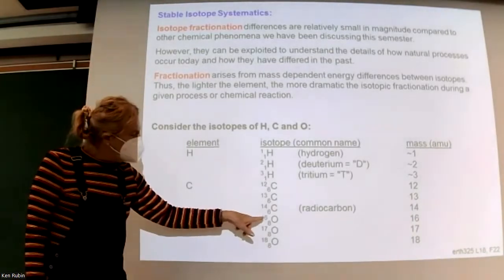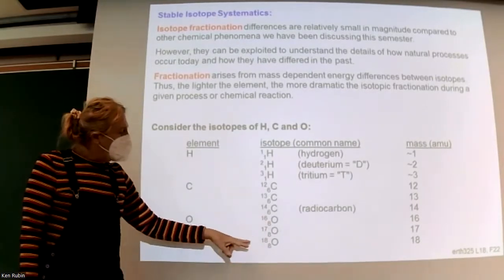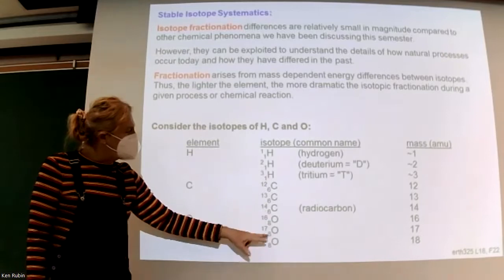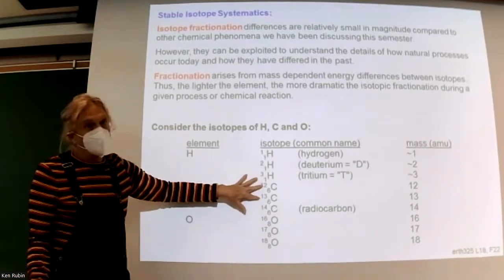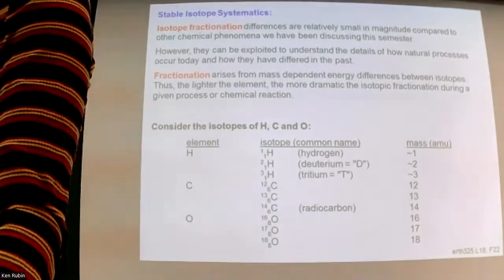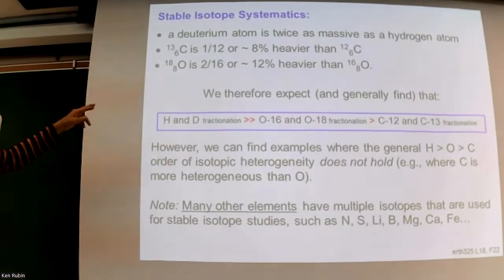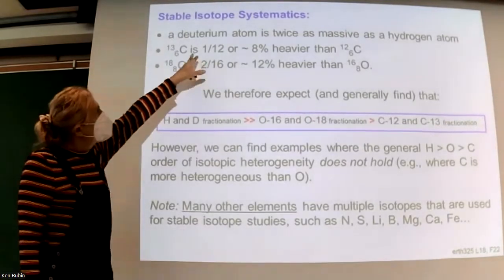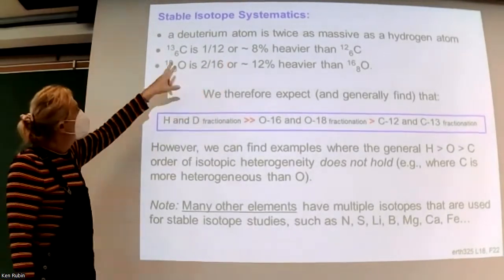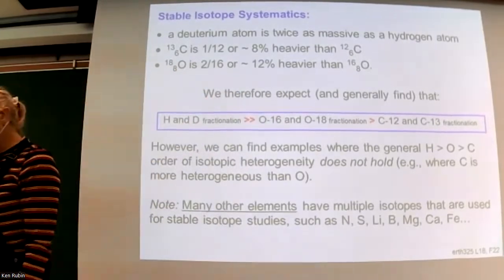So the mass difference between oxygen 16 and 18, there's 2 AMU here, right? So the relative difference is greater than there is here, where there's only 1 AMU. So we get somewhat intermediate fractionation between hydrogen and carbon for oxygen. Right? So this is just sort of written out here. Carbon 13 is about 8% heavier than carbon 12. Oxygen 18 is about 12% heavier than oxygen 16.